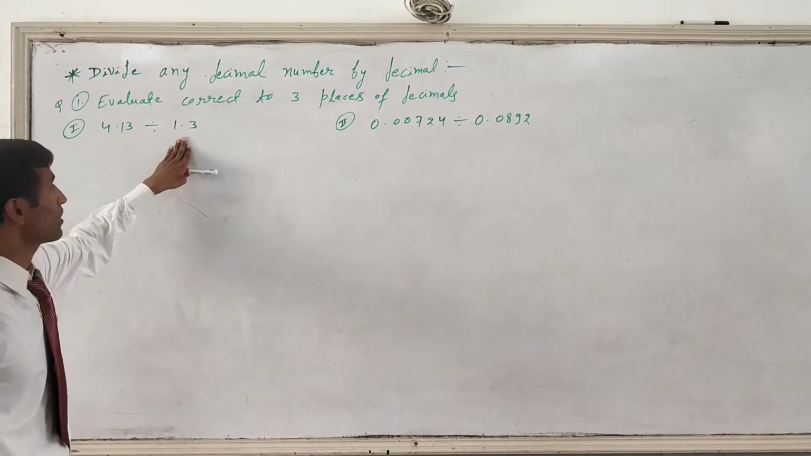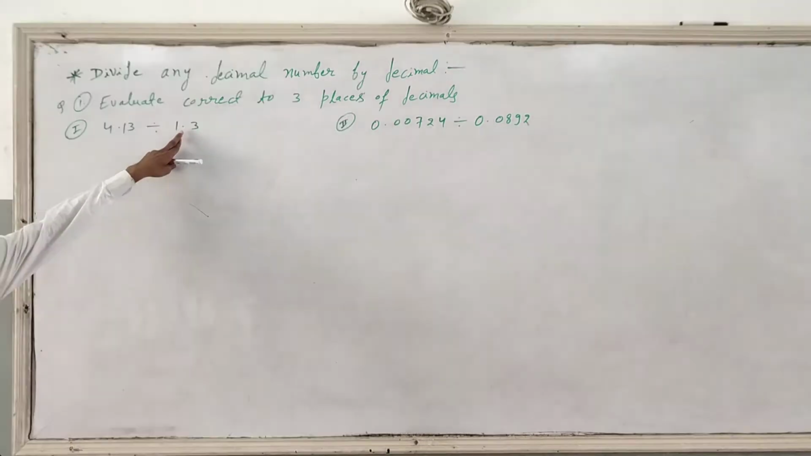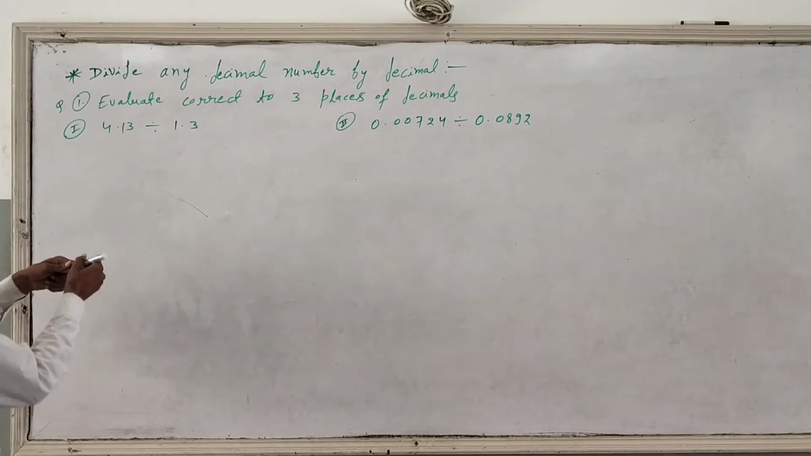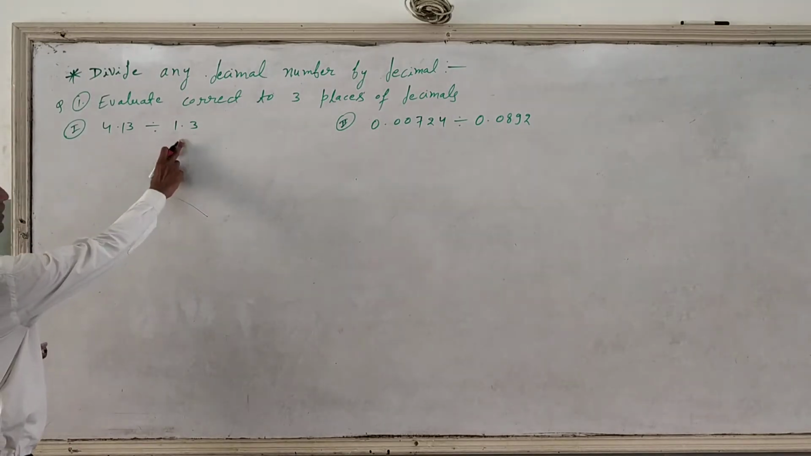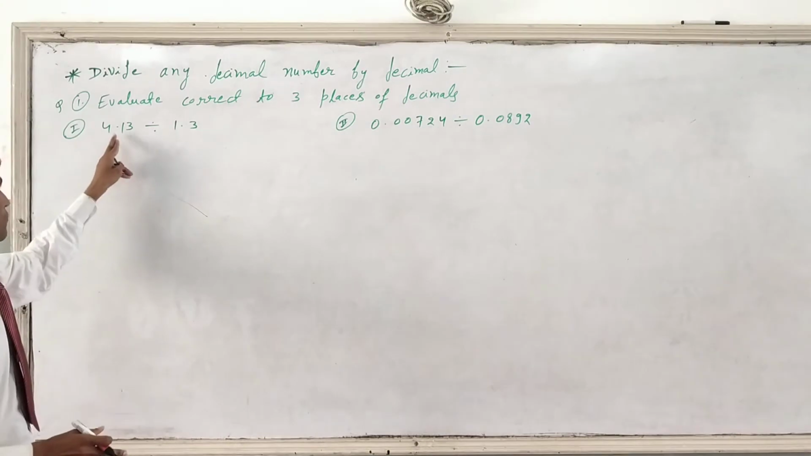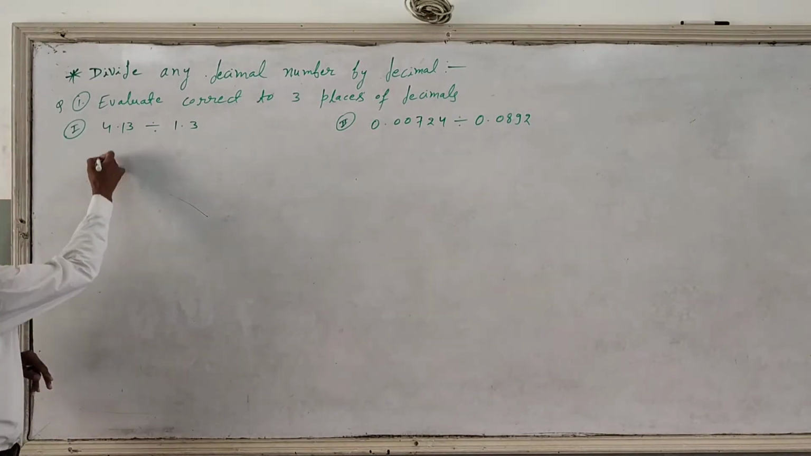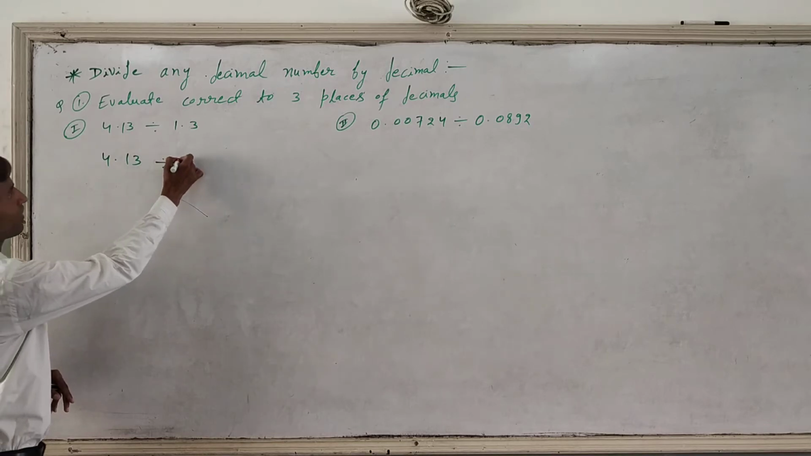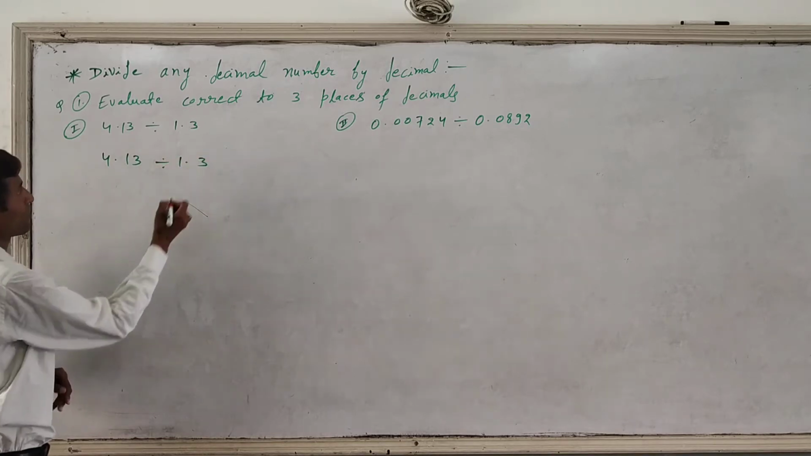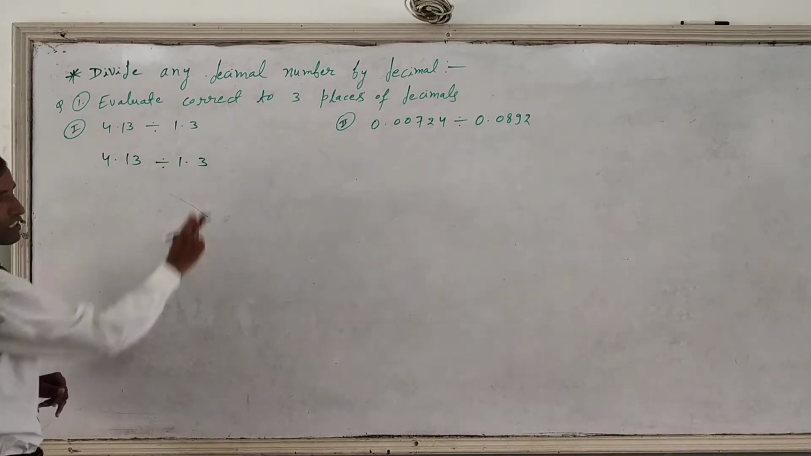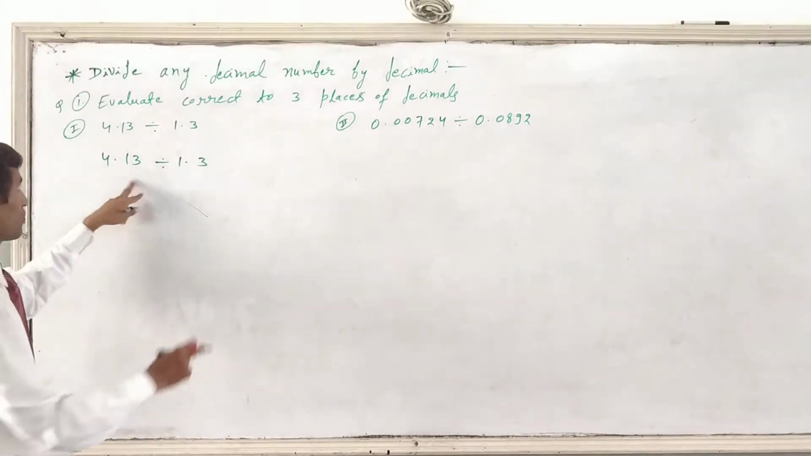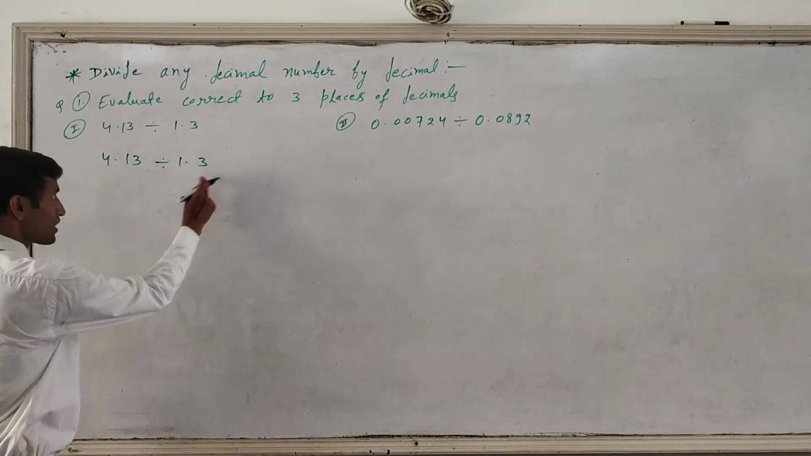First of all, we have to remove this decimal because it is a divisor. According to that, we have to remove the decimal on this side also. So just write 4.13 divided by 1.3. Here there is one decimal place and in this there are two decimal places, so we have to remove these decimal places.